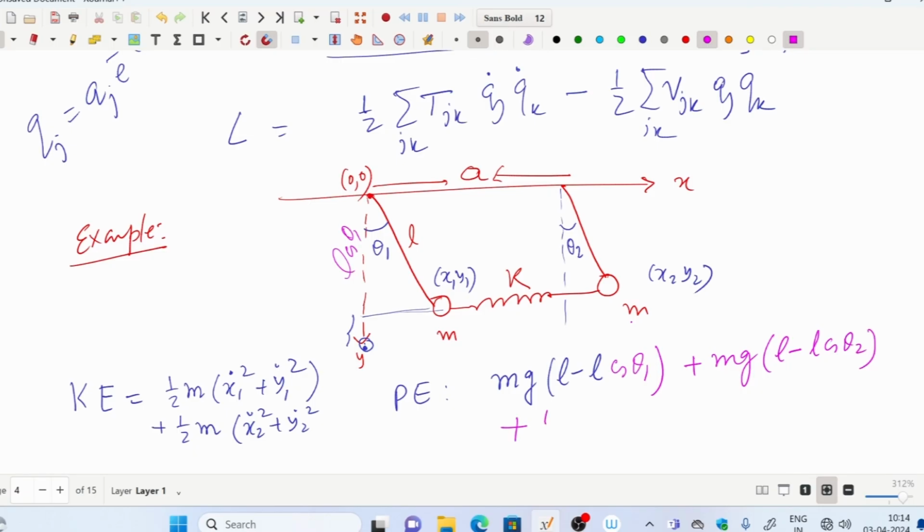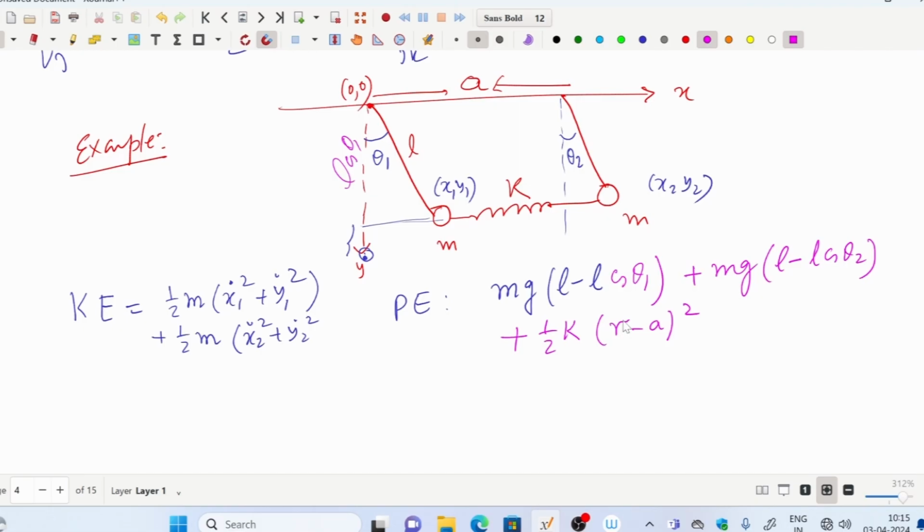And the spring energy will be half k, where k is the spring constant, times (r minus a) whole square. I wrote it in this form because it will be convenient for our mathematical purpose. Here r is basically the distance between the two mass points, so r is the square root of (x2 minus x1) whole square plus (y2 minus y1) whole square.